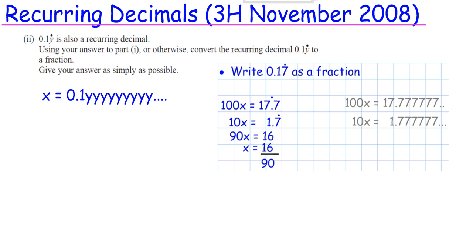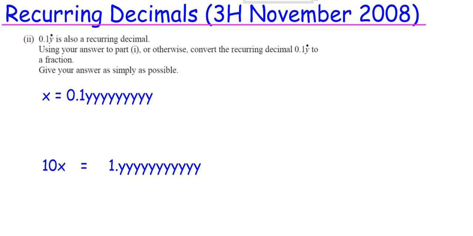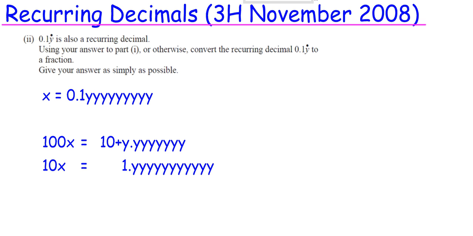So x is then 16 over 90. So let's do exactly the same thing now, but instead of 7 we'll have y. So let's multiply it by 10. That gives us 10x is equal to 1.y recurring. And then this bit's a bit more complicated. This is a bit that will probably trip you up in the question. So 100x is equal to, a bit like 17, it'd be 1y point y recurring, but that's the tens and the units. And although that makes sense for multiplication, it doesn't quite make sense for algebra. So let's just split out that 10 and make it 10.y recurring. Otherwise it just looks like 1y.